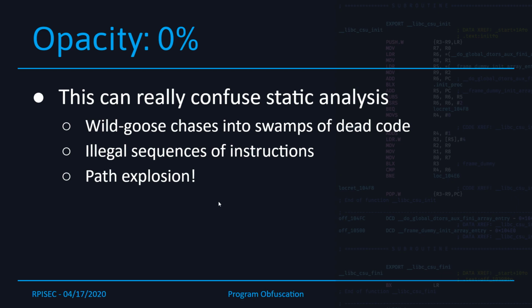So this can really confuse static analysis. You get these wild goose chases into these swamps of code you never actually execute, or maybe illegal instructions, or maybe you just have 30 layers of nested if-elses, which will cause a symbolic execution program to grind to a halt as it tries to consider all 2 to the 30 paths.